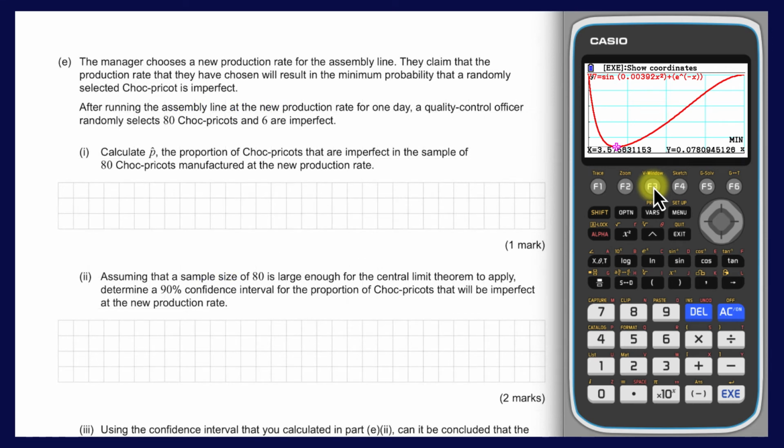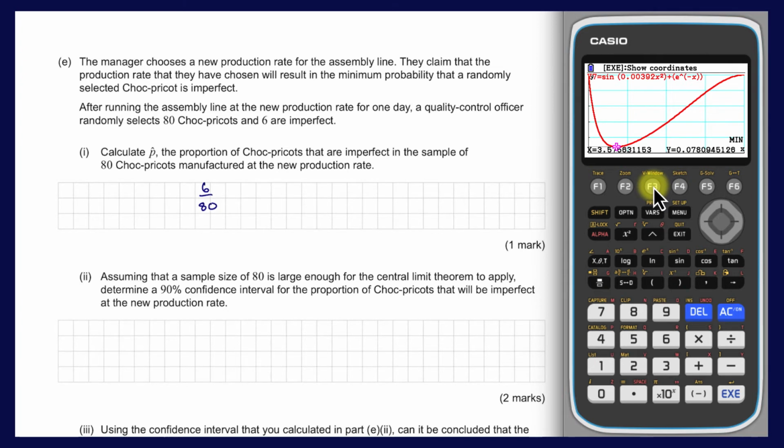Now we have a new production rate chosen by the manager, and it's claimed that this will result in the minimum probability of an apricot being imperfect. They run it for a day and take a random sample of 80, and you get 6 imperfect ones. And now we're asked for a calculation for p hat, the proportion that are imperfect. We're leading into sort of confidence interval territory. First of all, p hat, that will be 6 out of 80. And now we're going to calculate a 90% confidence interval for the proportion of apricots.